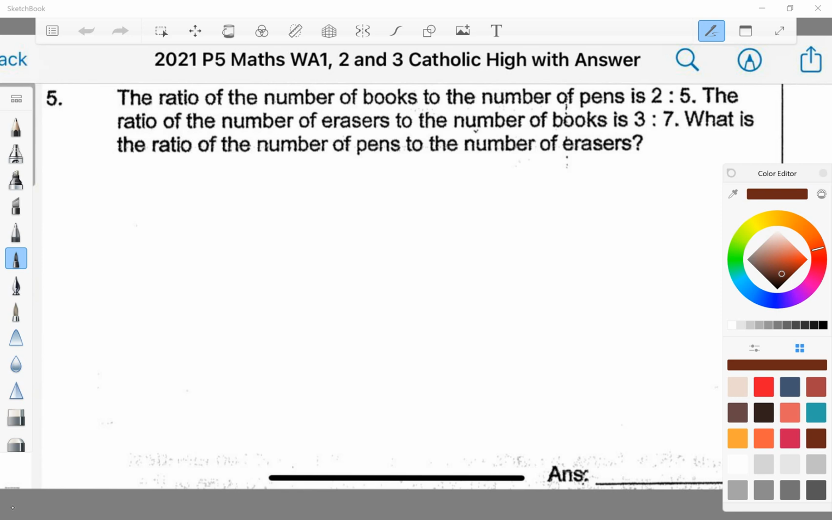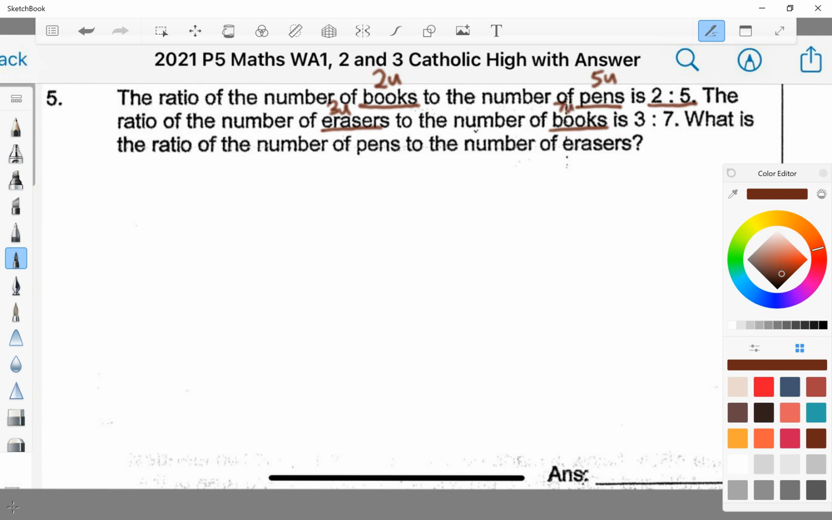The ratio of the number of books to number of pens is 2 to 5. So I'll underline books. I'll indicate 2 units for the books. I'll underline pens. I will indicate 5 units for the pens because we are following the sequence of 2 to 5. And they say that the ratio of number of erasers to the number of books is 3 to 7. So erasers, I will indicate 3 units. And for our books, we'll indicate 7 units.